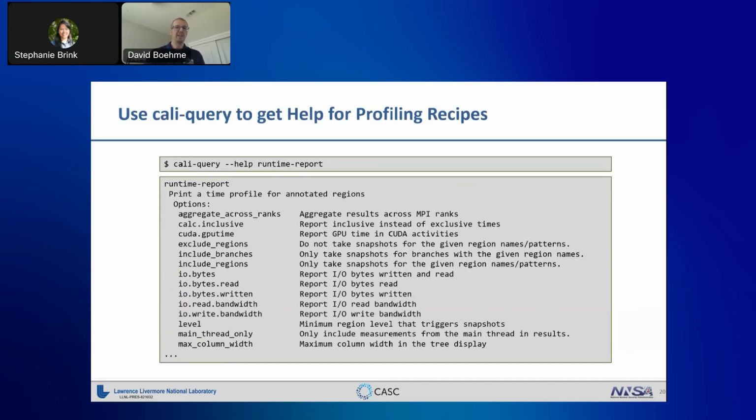And Caliquery also helps you find out what options exist. If you say --help runtime report or other config name, then it'll tell you all the different available options that you have.